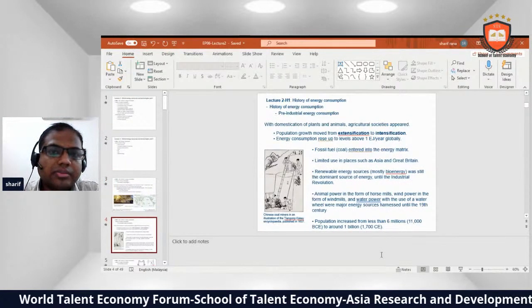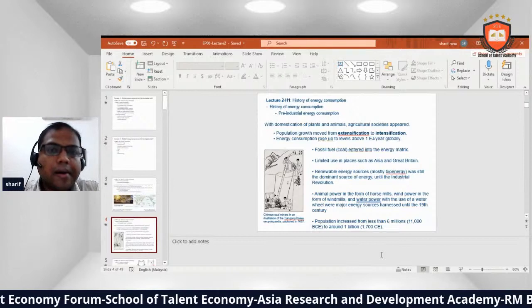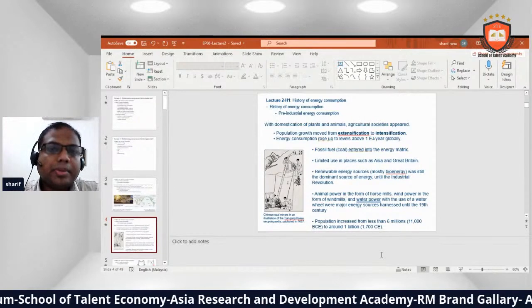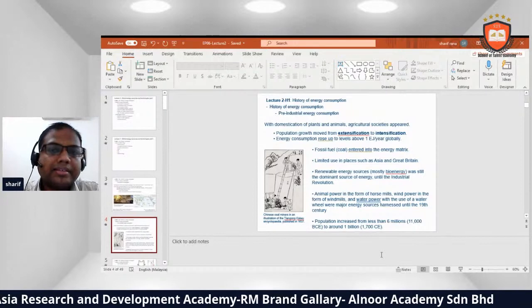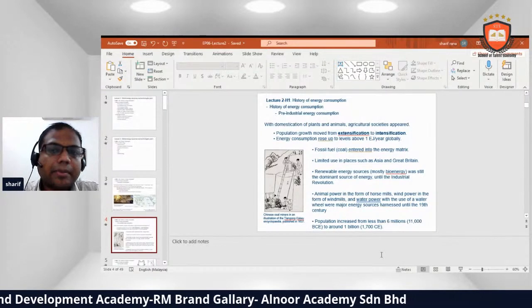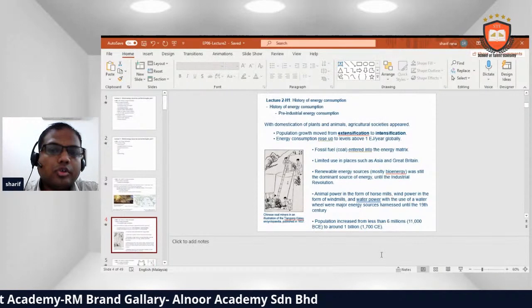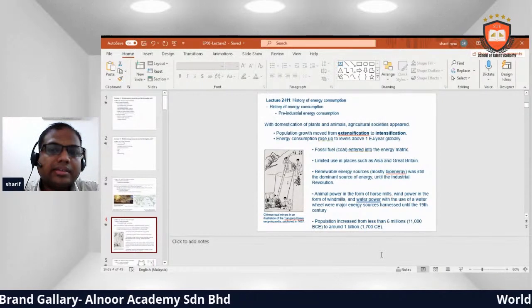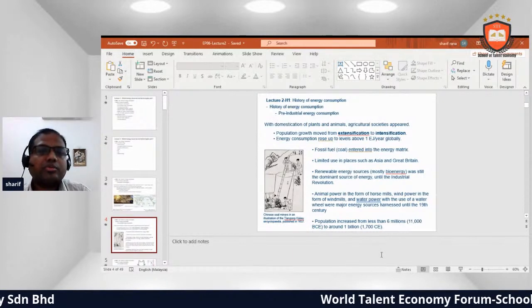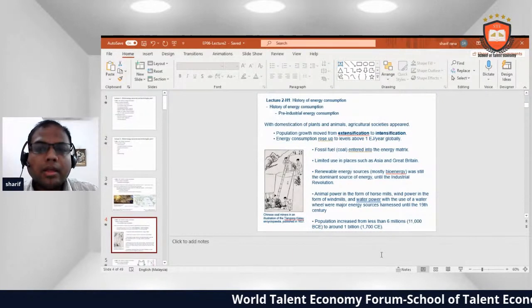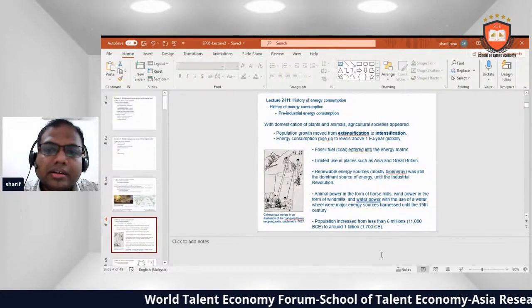History of energy consumption: pre-industrial energy consumption. With the domestication of plants and animals, agriculture and society appeared. Population growth moved the economy from extensification to intensification. Energy consumption rose up to a higher level per year globally.